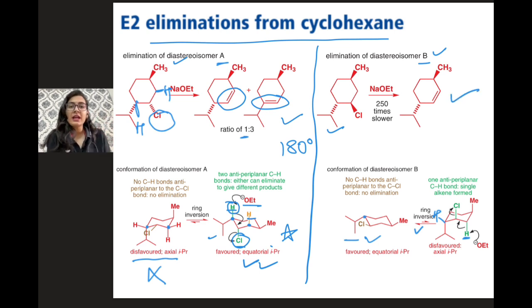Now you must have understood why it is giving you only one product, diastereomer B, and why it is 250 times slower than the first reaction, because here you have chosen the less stable conformer, hence a slower reaction as well. This was put up as a direct question in the CSIR net examination.